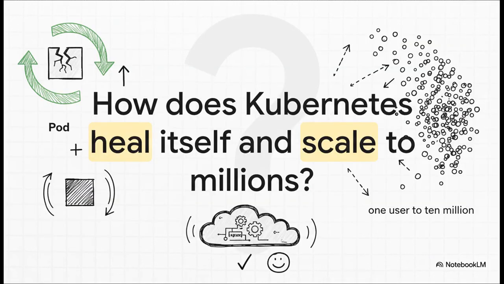So we've covered the basic building blocks of Kubernetes, the what. But the real magic, the part that's truly mind-blowing, is what happens next. How does this system automatically notice a broken pod and just heal itself? How does it go from handling 1 user to 10 million without even breaking a sweat? Well, that's where things get really interesting.